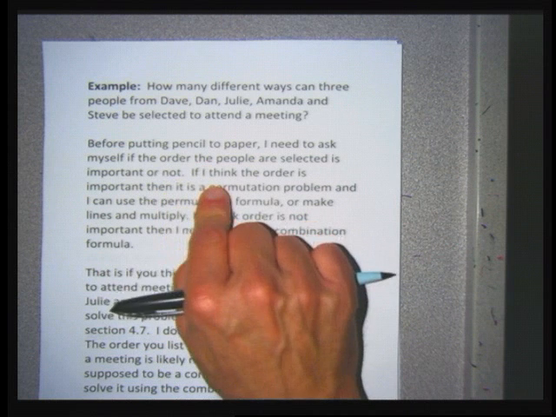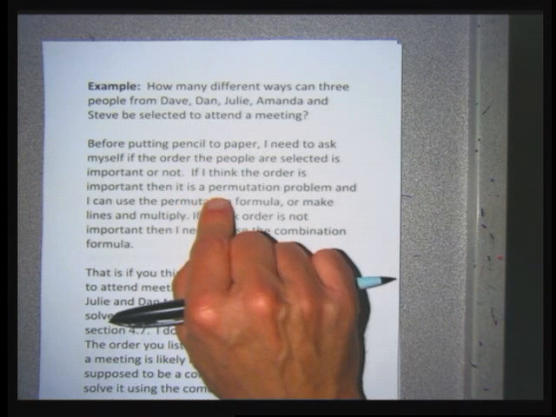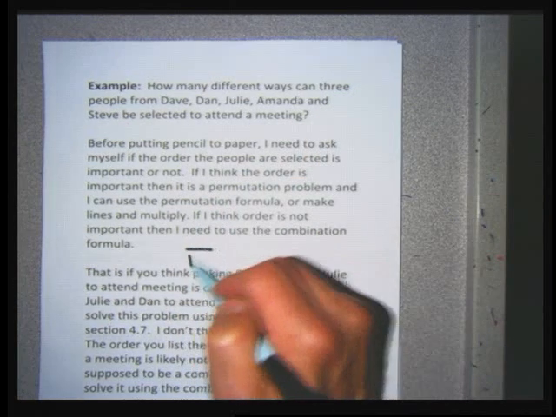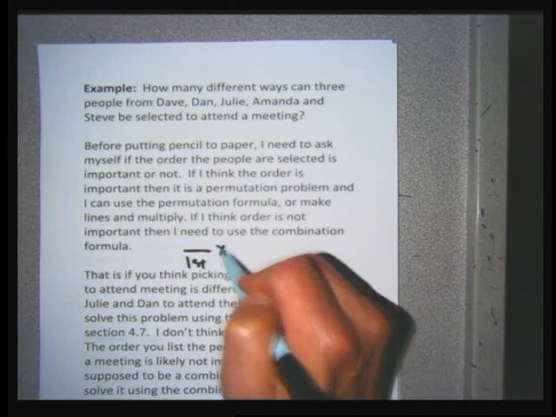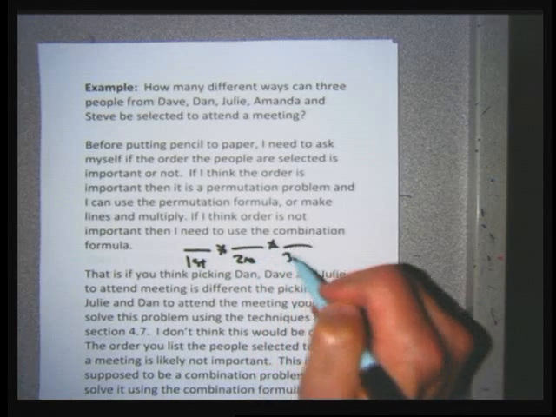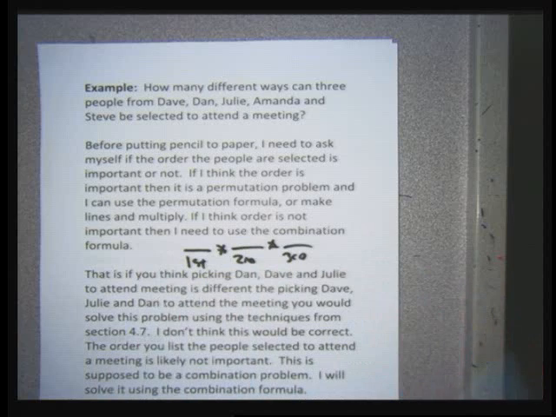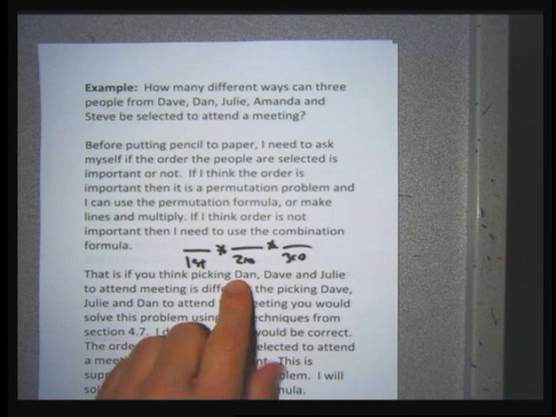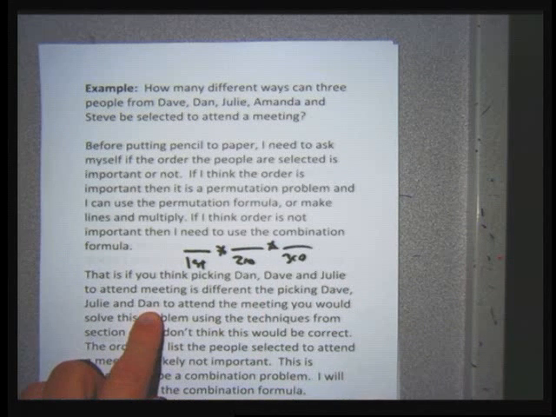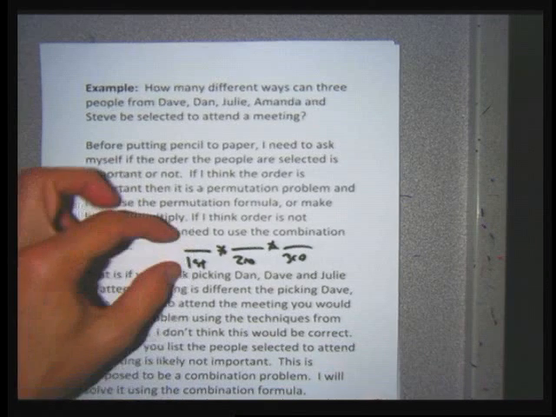If I think the order is important, then it's a permutation or counting principle problem, and I could make lines for each of the people. So in this case, we're picking 3 people. I'm picking a first person, a second person, and a third person. I'd put numbers above the lines and I'd multiply them to get my answer. So if selecting Dan, Dave, and Julie is different than picking Dave, Julie, and Dan to attend the meeting, then you would solve the problem this way.